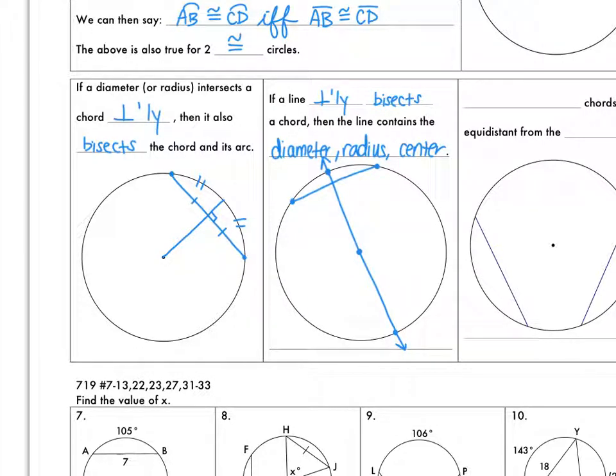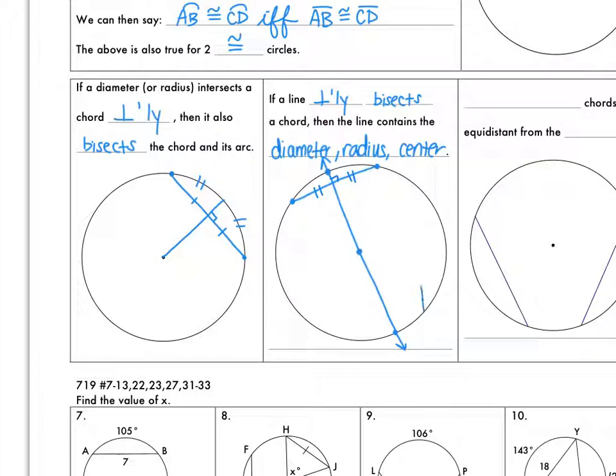And I'm doing my best to mark the center here. So if I know a line perpendicularly bisects a chord, then it must go through a diameter and the center of the circle. So I can do another.